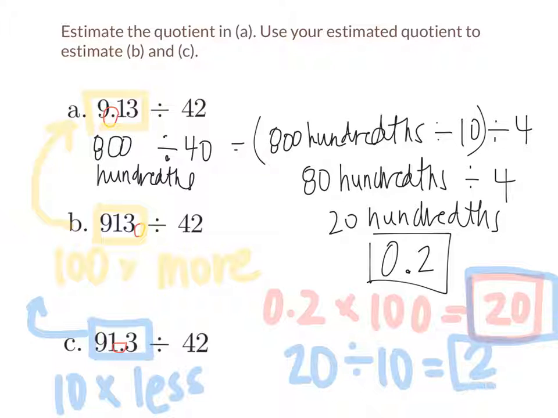Okay, so this part is really testing to see if you know how the size of the whole affects the size of the quotient. If I start out with more things and I divide it by the same number of people, will the quotient be bigger or smaller? Bigger, right? If I start out with less things, but I divide it by the same number of people, will the quotient be bigger or smaller? Smaller. What if I start out with the same number of things, but I share it with more people? Will my quotient be bigger or smaller? Smaller. What if I start out with the same number of things, but I share it with less people? Will my quotient be bigger or smaller?